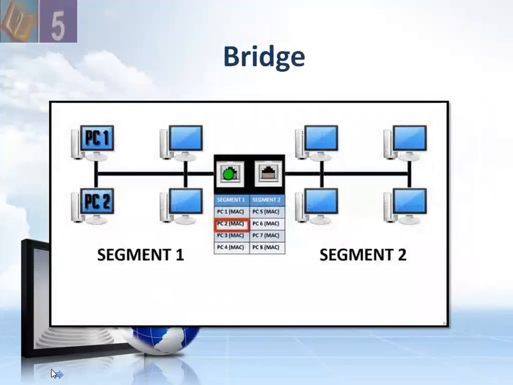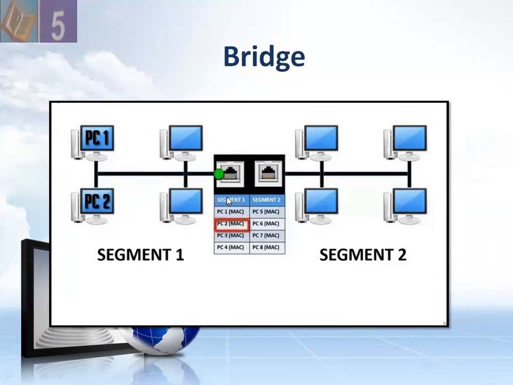Here we can view the block diagram of a bridge. The packet takes the address and checks the address of the PC in the table, and then the data is passed to segment 1 or segment 2 on the basis of the search. But it is not a very intelligent device, so it will broadcast the message to all the PCs on one segment. So it will just check the address.